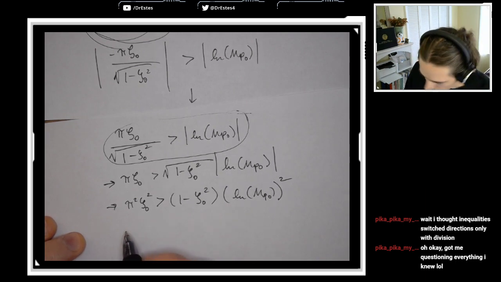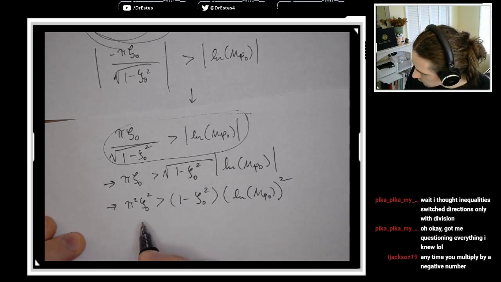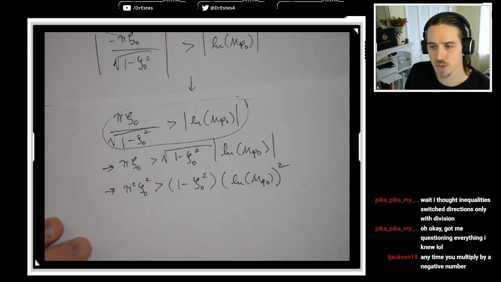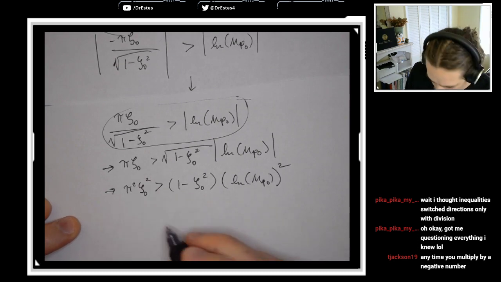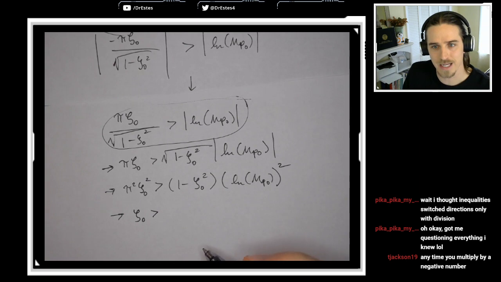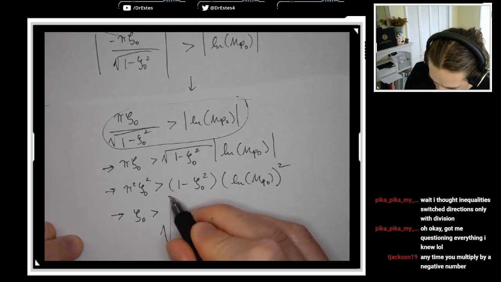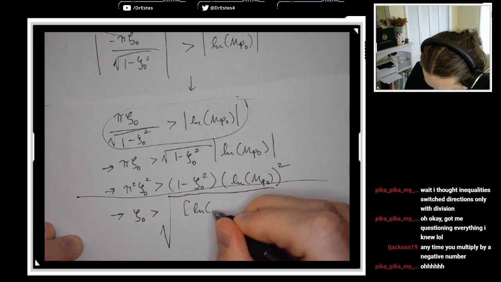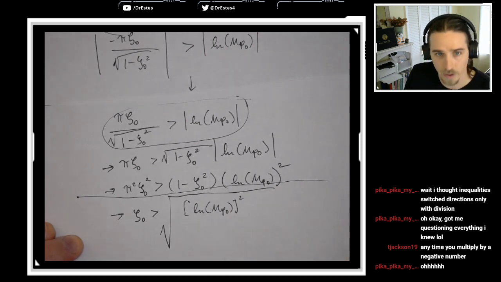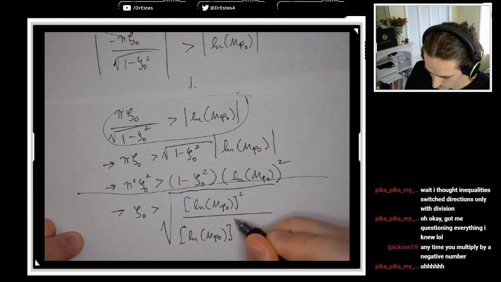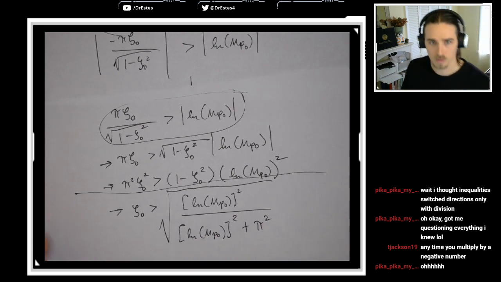Okay. So we're close now. Let's just jump ahead. You can figure this part out. But basically, our damping ratio has to be greater than something. Greater than this. Natural log of the overshoot squared divided by plus pi squared.